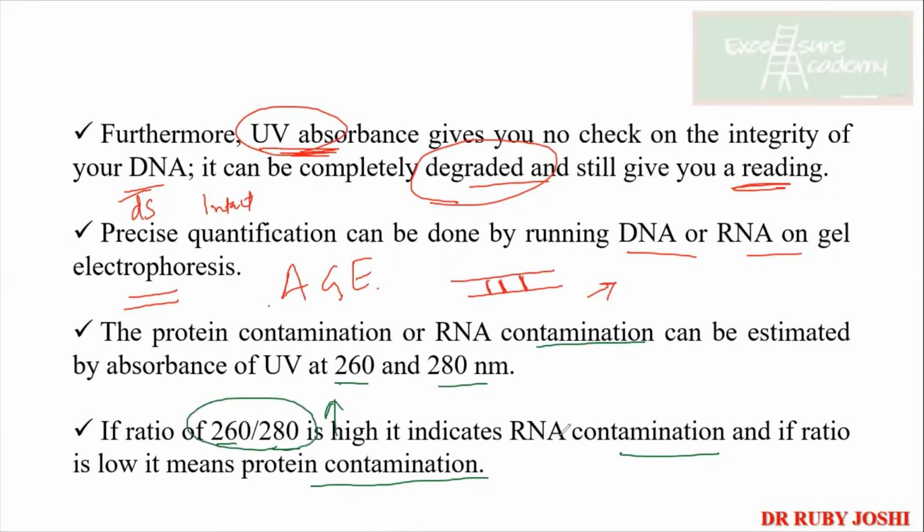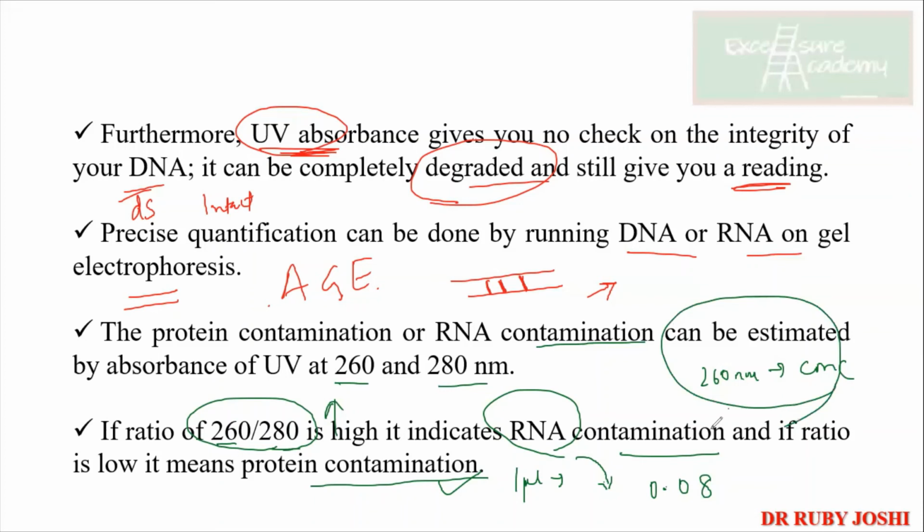Once you run the sample in the machine, I'll show a video in the next class. You put 1 microliter of the sample as a dot, and the machine just touches this dot and gives you everything. It will tell you at 260 nanometer what the concentration is, and the 260 by 280 and 280 by 260 ratios. So it will tell you how much RNA and how much protein contamination is there. If it is around the acceptable value, then we can say that the DNA is good to carry out further experiments.